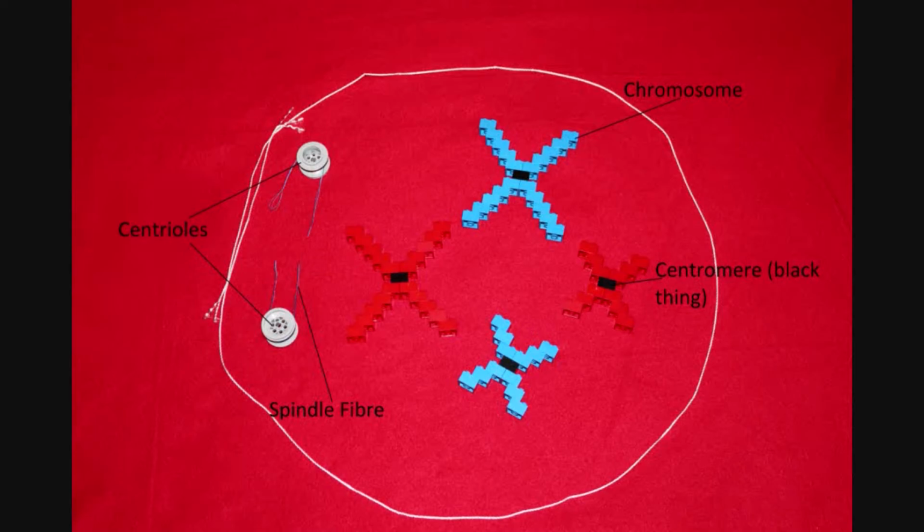Okay, so what just happened? Let me break it down for you. Prophase. At this stage, chromosomes condense and become visible. Centrioles begin to move to the poles of the cell. Spindle fibers also begin to appear from the centrioles. The nuclear membrane also appears to fade.